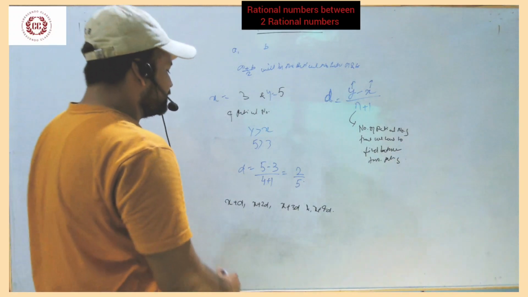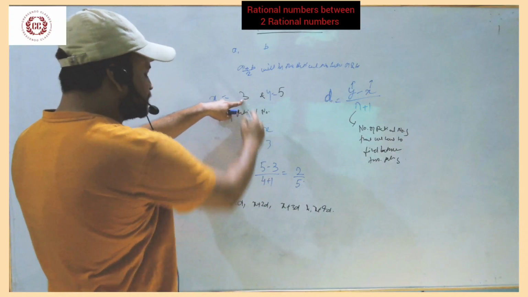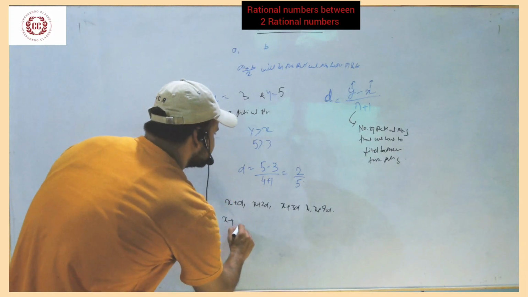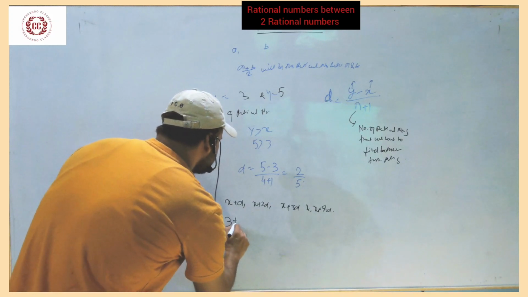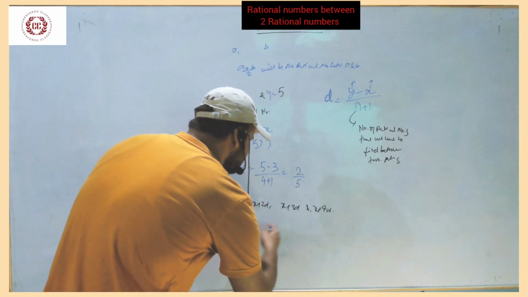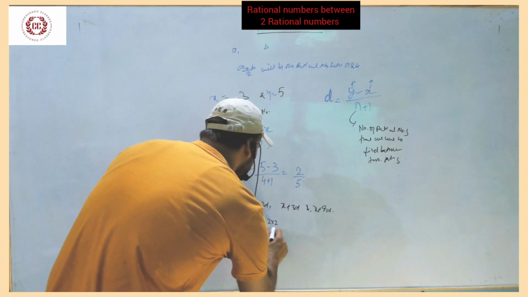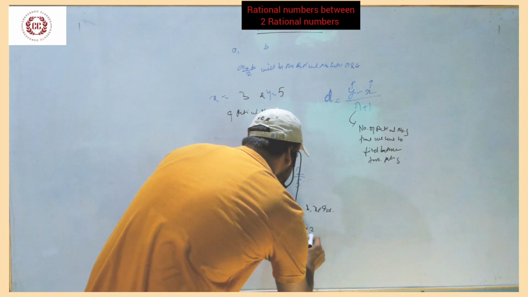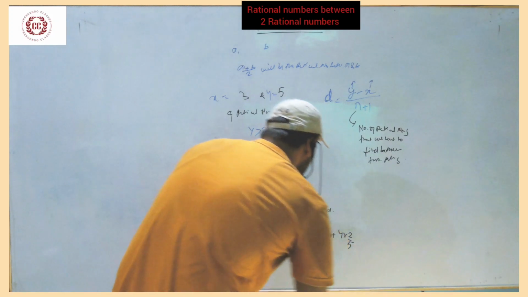So what will be the rational numbers? Here x is equal to 3. So the first rational number will be 3 plus 2 upon 5. And in the same way, the other rational numbers will be 3 plus 2 into 2 upon 5, 3 plus 3 into 2 upon 5, 3 plus 4 into 2 upon 5.